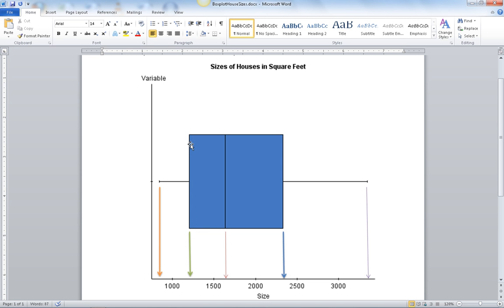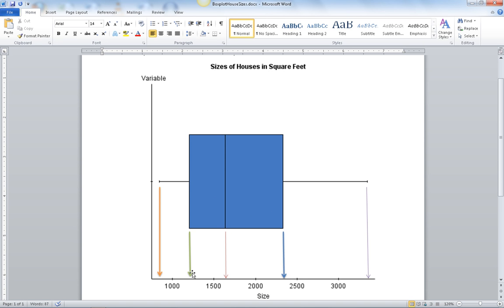The left edge of the box is located where the first quartile is located. Let's call that about 1,200. In this case, we would say about 25% or 1/4 of the house sizes would be less than 1,200 square feet. That leaves 3/4 or 75% of the house sizes to be above that 1,200 square feet value.